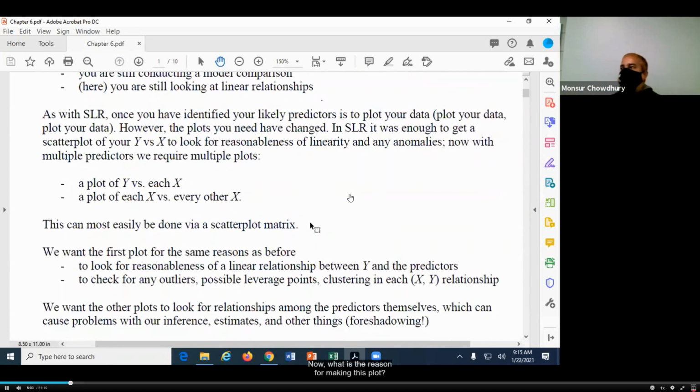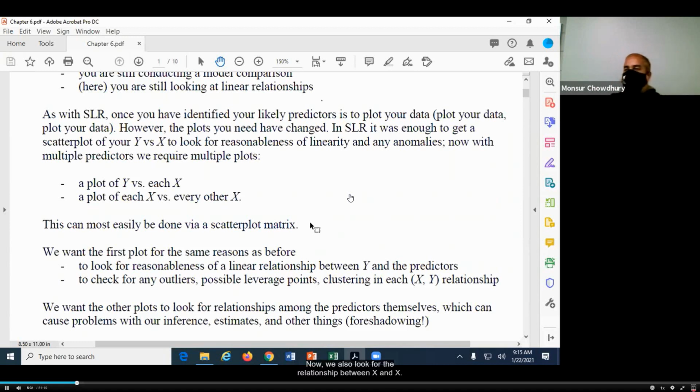Now, what is the reason for making this plot? The same as in simple linear regression, the scatter plot of y versus x is helping us to see whether there is any linear relationship between the predictor and the response variable. And also we check whether there are any outliers or high leverage points, or there is a clustering between the two variables.